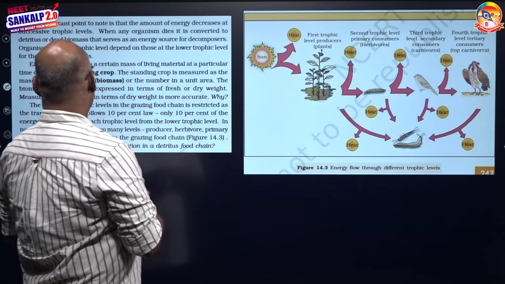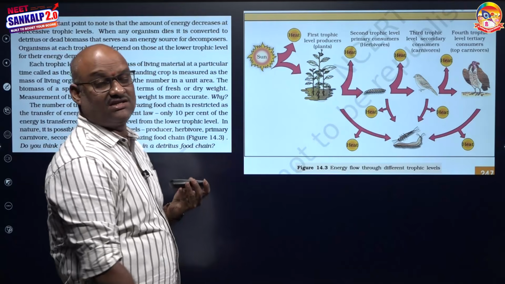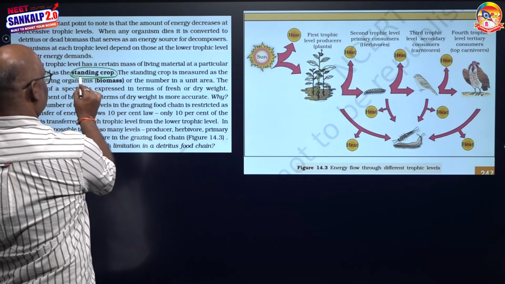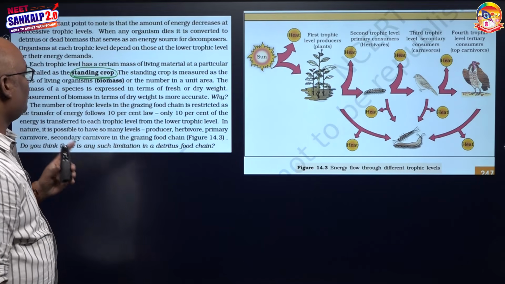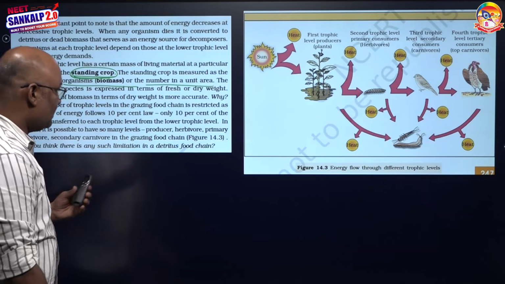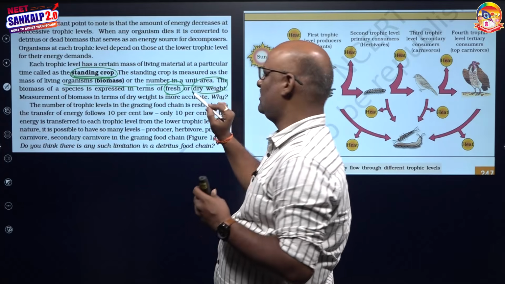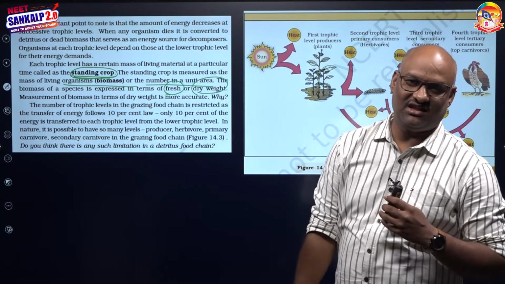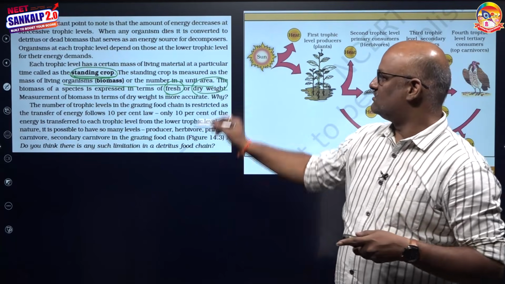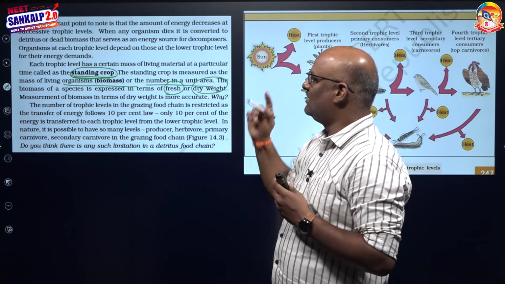Next is the biomass. Biomass, the living matter present at every level of the food chain, is called the standing crop, and this standing crop can be measured in terms of biomass, or in terms of number. It can also be measured in terms of fresh weight or dry weight. Out of these, dry weight is more accurate than fresh weight, because fresh weight includes water, which gives a false weight. So, dry weight is the actual weight present in an organism.